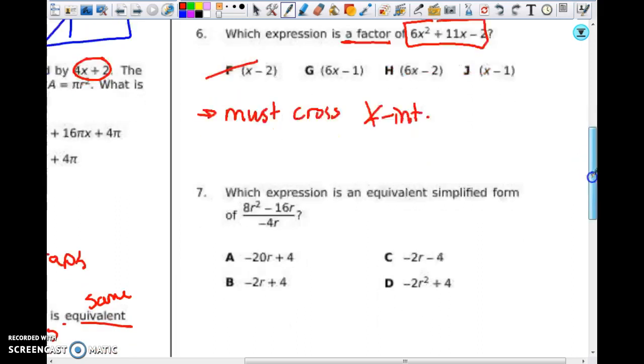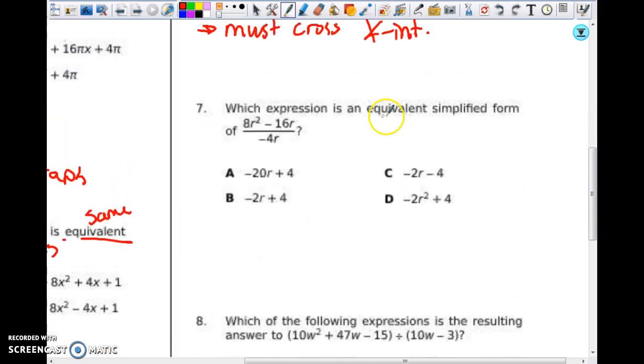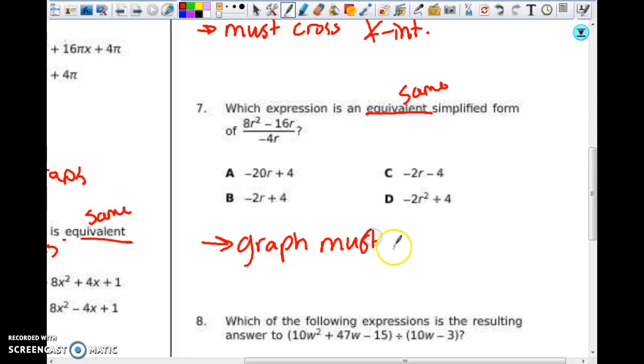Number 7. Guys, when you divide, so expression is equivalent. Again, what does this mean? Same, same. So graphs must match. How many variables did they use? What letter is that? They used R, right? When they use one letter, you have to use what variable? We have to use an X. Okay, so here, use X.